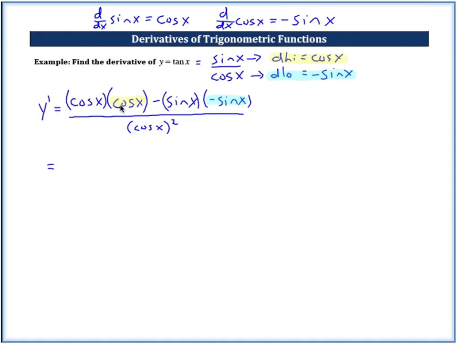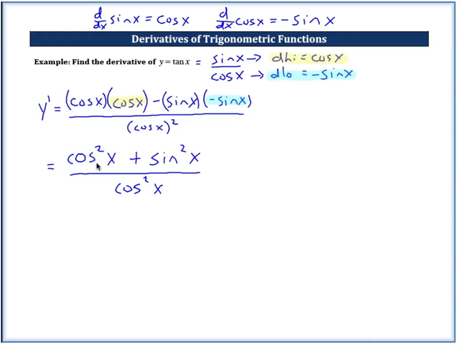So here we have cosine x times cosine x, and this is cosine squared x. And we're going to write it like this. Now here we have minus and a negative, so that actually becomes plus, and this is going to be sine squared x, and then this is all going to be over cosine squared x.